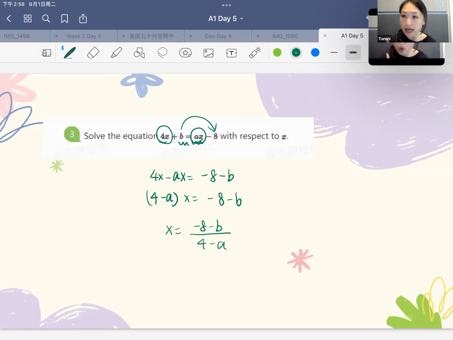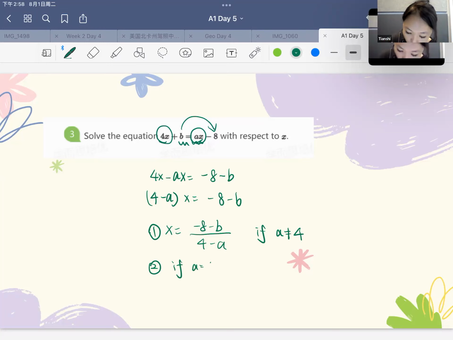Actually, this is one case, but not the only case, because if a equals 4, then we cannot divide by 0 on the other side. So this only happens if a is not equal to 4. So if a is not equal to 4, the value for x equals negative 8 minus b divided by 4 minus a. So this is the first scenario, and we also have another scenario.